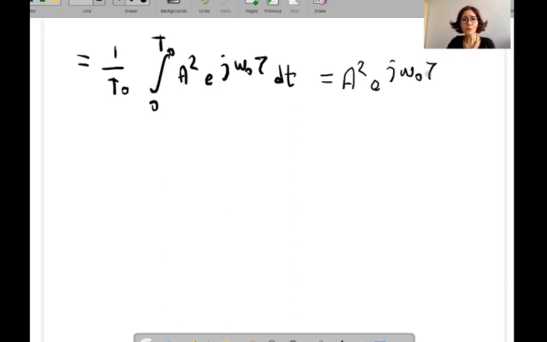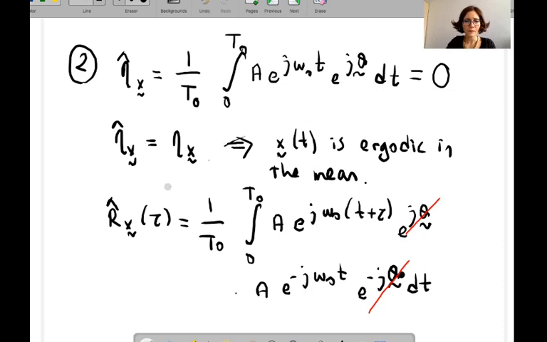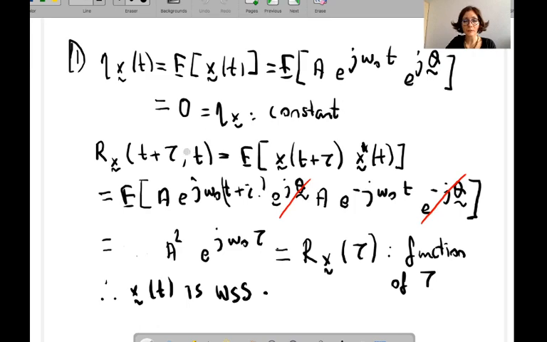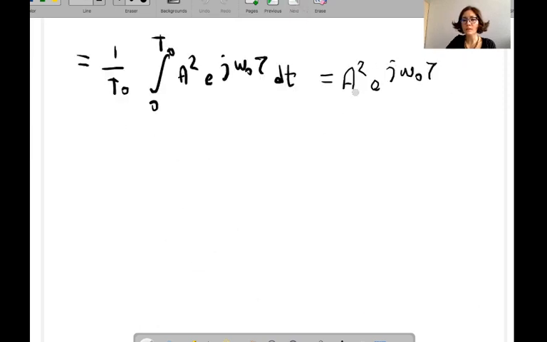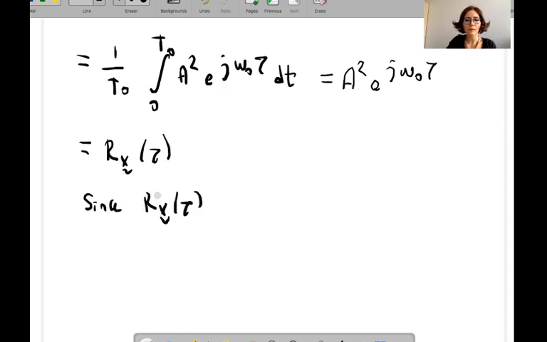Now, this was the estimate of the ACF, Rx of tau. So if you remember, we previously derived the autocorrelation function. It had the same expression. If you just compare the actual autocorrelation function with the time average estimate of the autocorrelation function, they are the same. So we conclude that this is equal to Rx of tau. So since the time average estimate is equal to the actual ACF, then we conclude that our random process is ergodic in the ACF.